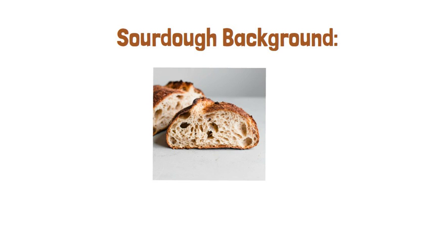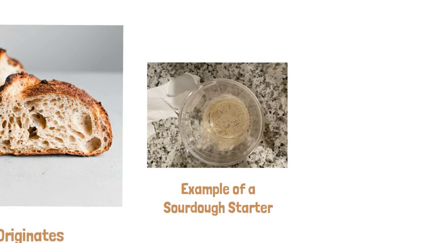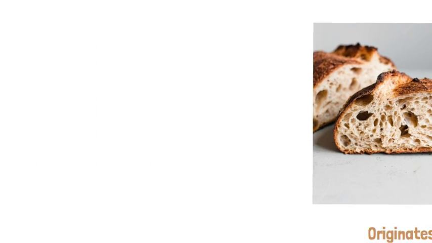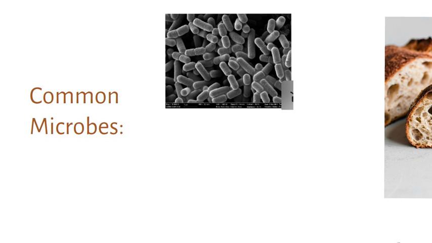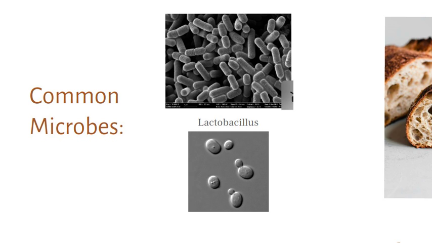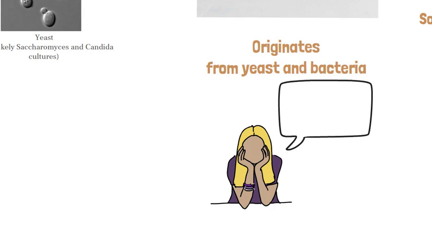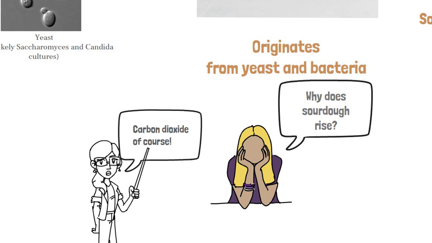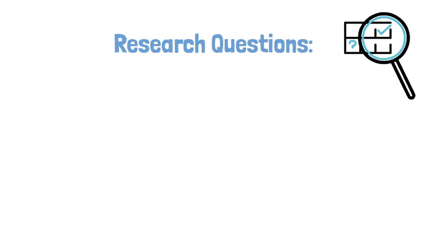Sourdough is a type of bread that originates from yeast and bacteria. A basic sourdough starter contains flour and water. In terms of microbes, sourdough is known to contain lactic acid bacteria, more specifically lactobacillus, and yeast. Sourdough has the ability to rise due to the production of gas, more specifically carbon dioxide from yeast, which serves as a leavening agent.